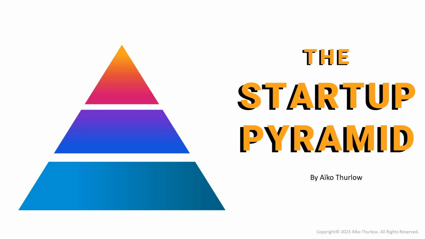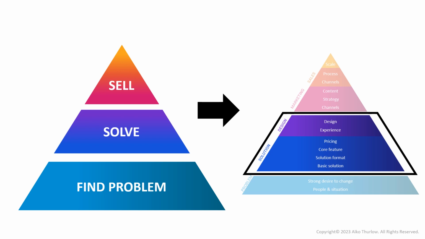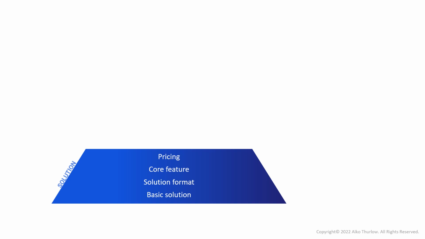In this section, what we're going to look at is the middle layer of the pyramid, the one that is called solve. In the solve section, there's going to be a number of different steps that are grouped into two big categories. First, the solution, and second is the design. Let's look at the solution section in a little bit more detail.